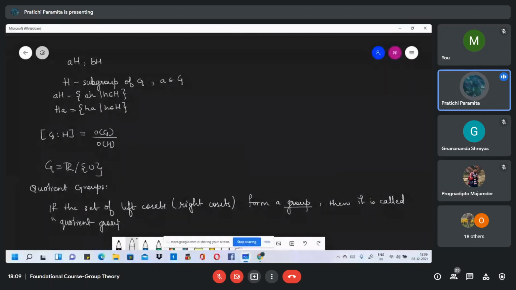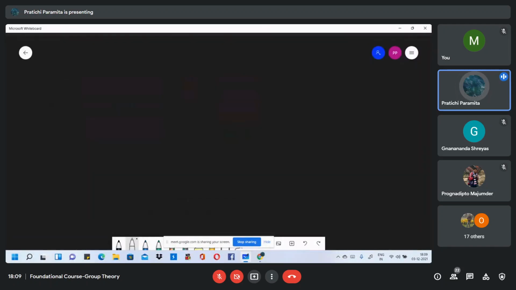And we denote it as G mod H. So that is just the definition, but now I'll ask, when is it going to form a group? From the first session, does anybody remember the properties of a group?